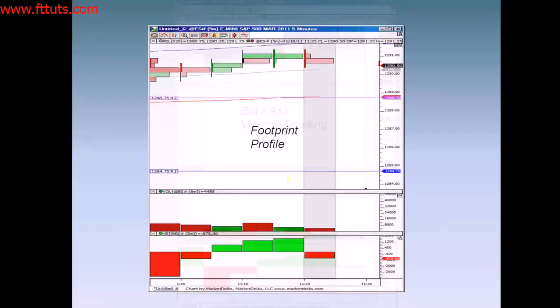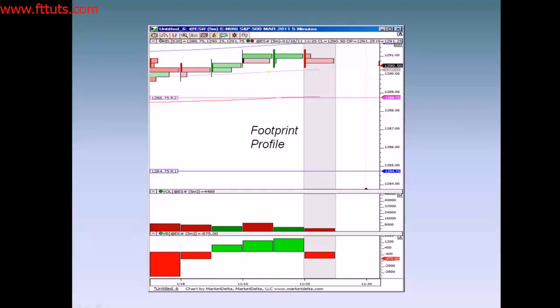All right. Last but not least, we also have a footprint profile that we can create using our footprint charts. This is a visual representation that is the same as the actual profile that we look at with the TPOs, but instead of TPOs, the footprint chart shows it to us with just bars. So it's the same thing.